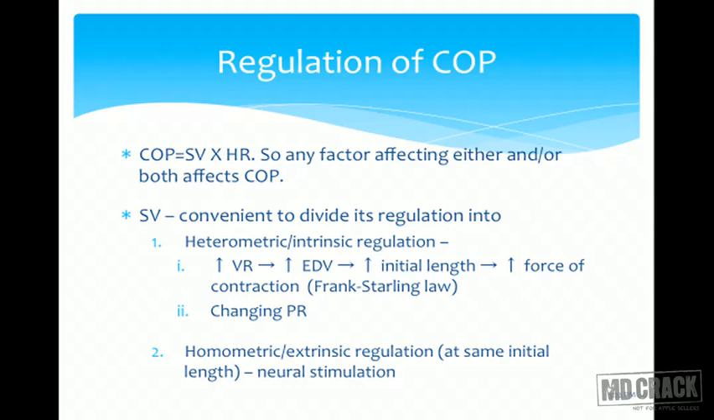Regulation of stroke volume can be conveniently divided into two: homometric regulation and heterometric regulation. Now, what does this name suggest? Homometric means when the length of the cardiac muscle fiber is constant. That means if some drugs are acting on it, or if there is a neural stimulation which is going to cause a change in the force of contraction of the heart, in that case we will call it homometric regulation. Heterometric regulation is because of the change in the initial length of the muscle.